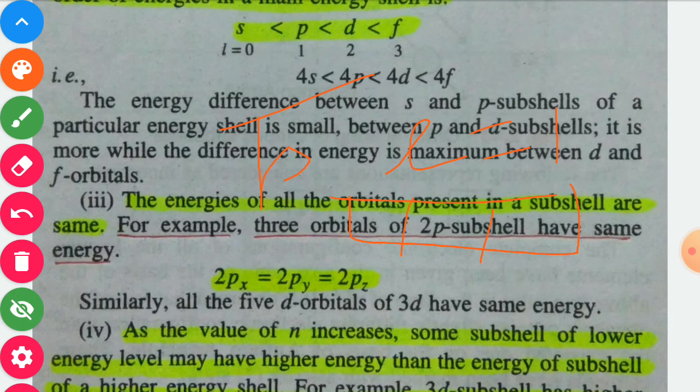But it should be remembered, these orbitals belong to the same shell, meaning the same principal quantum number. So the energy of 2px is equal to the energy of 2py, which is equal to the energy of 2pz. Similarly, all the five 3d orbitals have the same energy, meaning the orbitals that belong to a particular subshell as well as a particular principal quantum number always have identical energy to each other.